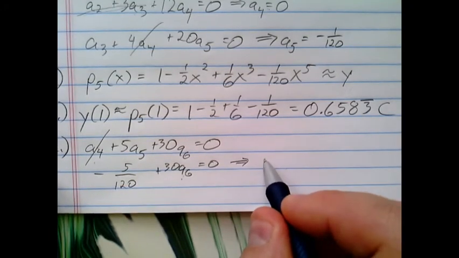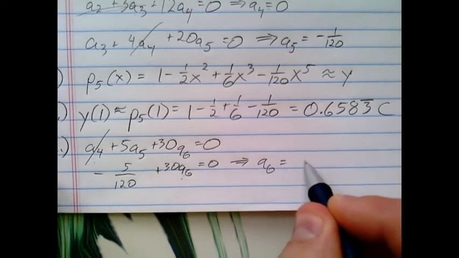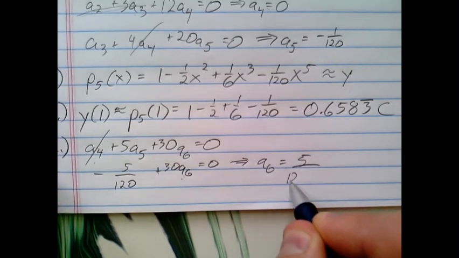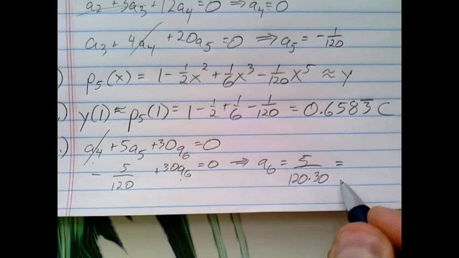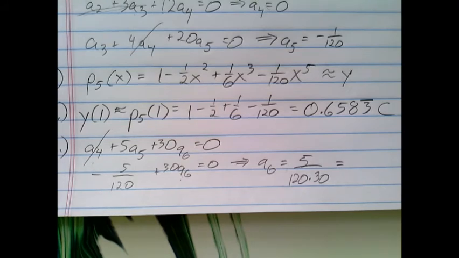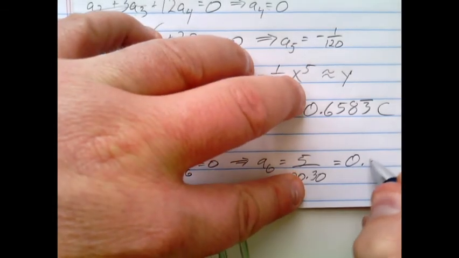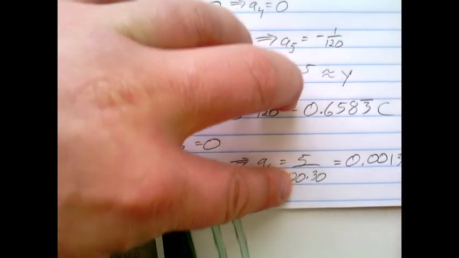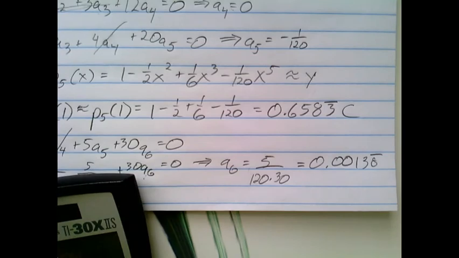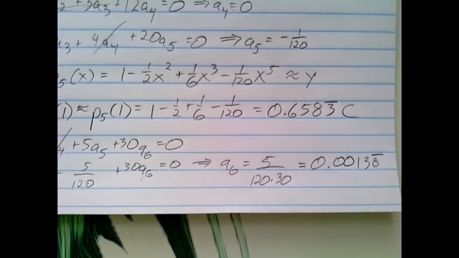That would imply that a sub 6 equals positive 5 over 120 times 30. Let me ask my calculator what that is. 5 divided by 120 divided by 30 is 0.00138. Okay, well, that right there, that would be my next term.